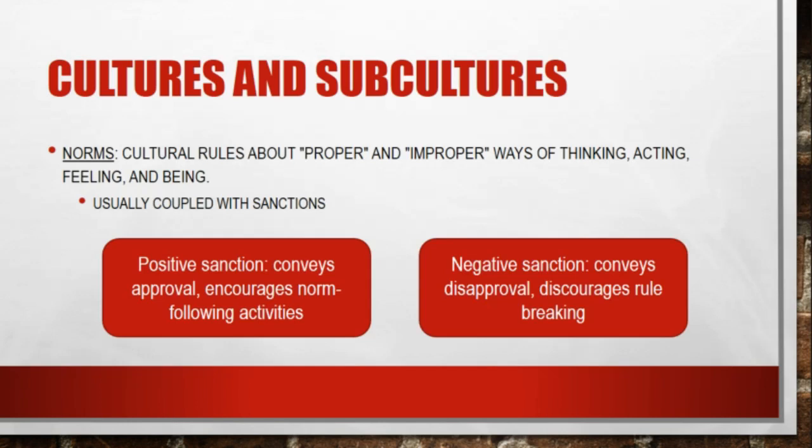But negative sanctions convey disapproval and discourage rule breaking. Examples of negative sanctions could be basically any type of crime control. If you speed, that is against your cultural norm, and the negative sanction is that a police officer can stop you and give you a ticket.